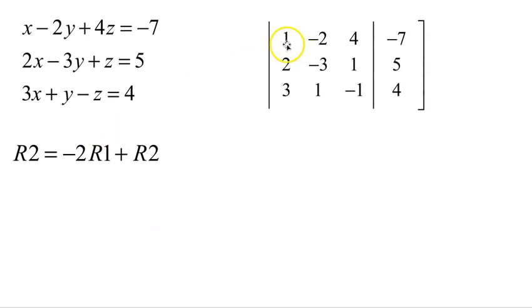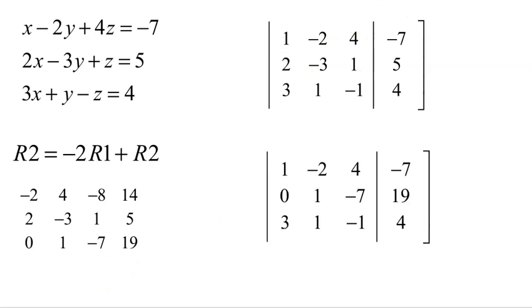Because negative 2 times 1 is negative 2. When I add that to 2, I'll get 0. So what is negative 2 times row 1? That would be negative 2, positive 4, negative 8, positive 14. And I'm going to add that to row 2 of 2, negative 3, 1, 5. The goal is to get a 0 in this slot. Negative 2 and 2 is 0. 4 minus 3 is 1. Negative 8 plus 7 is negative 7. 14 plus 5 is 19. So this becomes my new row 2. So row 1 and row 3 stay the same. This 0, 1, negative 7, 19 becomes my new row 2.